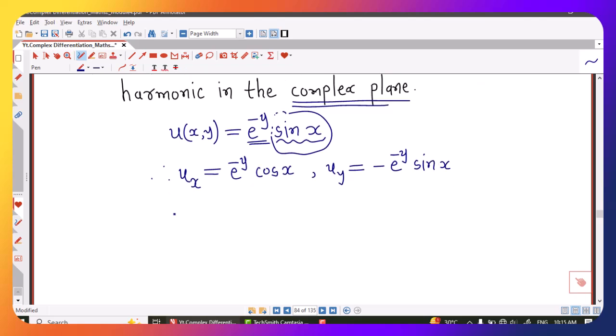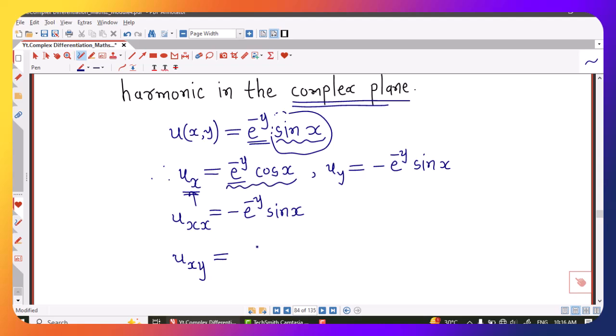We require second order partial derivatives also. So now we differentiate this with respect to x again to obtain the second order partial derivative. And here e raised to minus y is considered as constant. The derivative of cos x is minus sin x. And we require the derivative of this with respect to y to obtain uxy, that is del square u by del x del y. So now we differentiate this with respect to y.